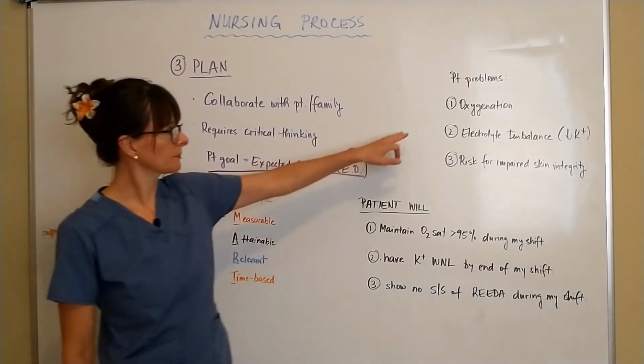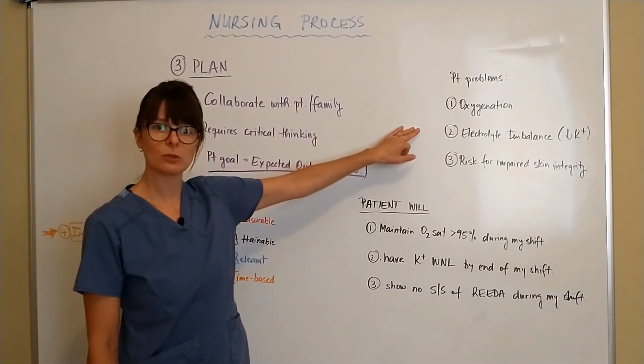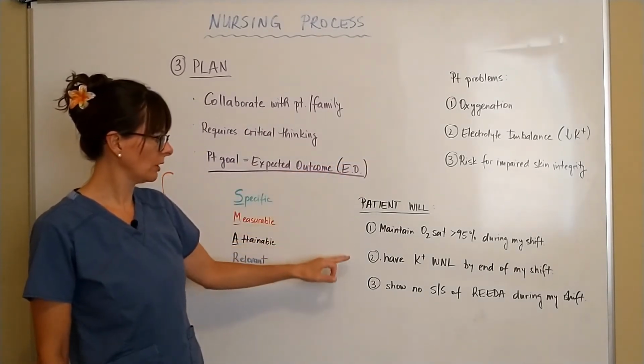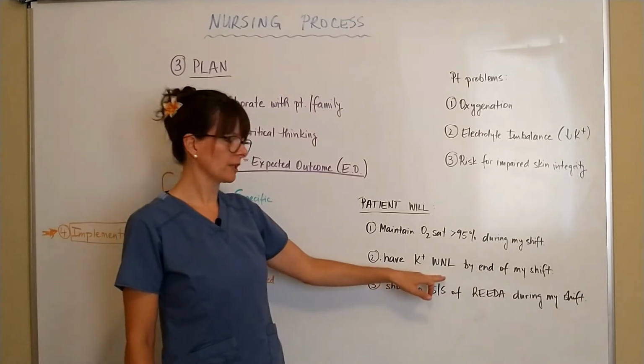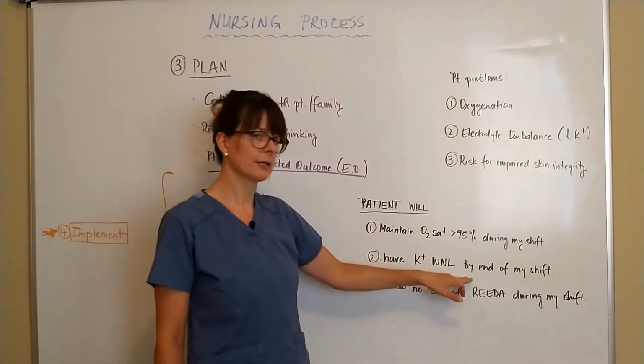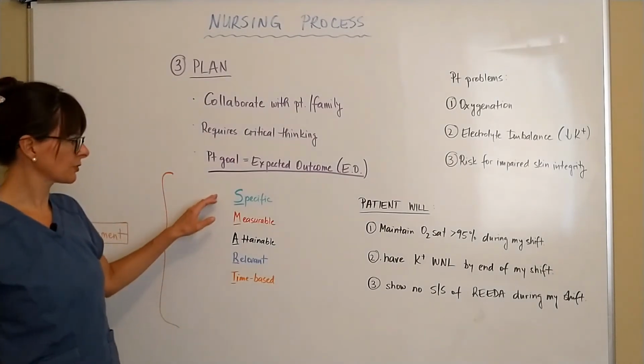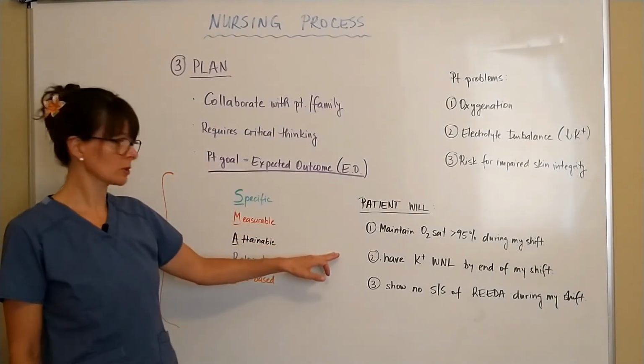Problem number 2 was electrolyte imbalance with the low potassium. So now my goal is the patient will have a potassium level that is within normal limits by the end of my shift. Looking at the SMART criteria, it's specific to my patient because their potassium was low.